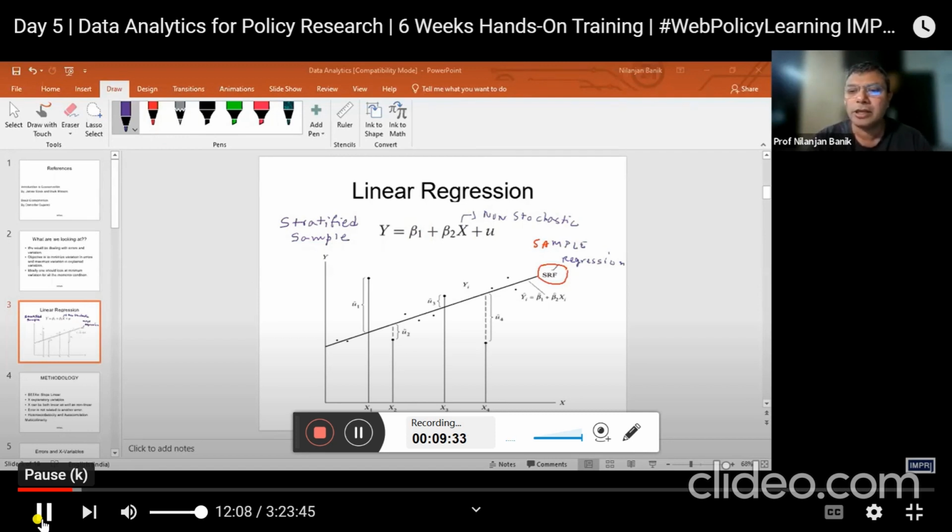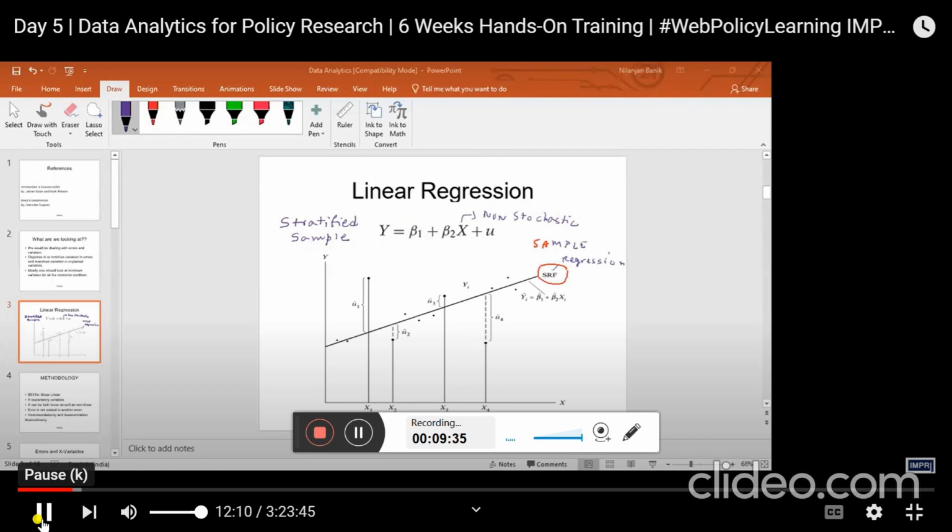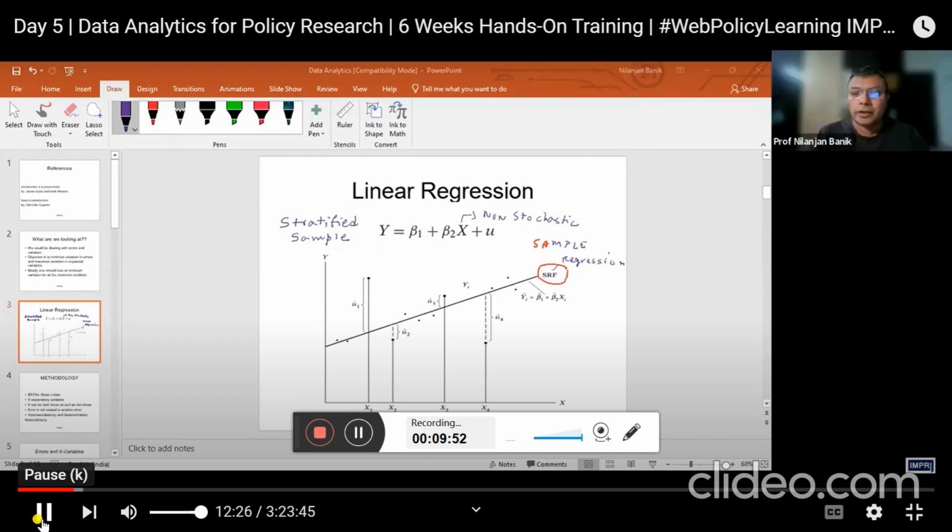Yes, Yogesh, please ask. Sir, X is non-stochastic is like X is fixed over the sample. Like you explained in the last class, it remains fixed over the different samples. It won't vary over the samples. Okay, that's what I said.